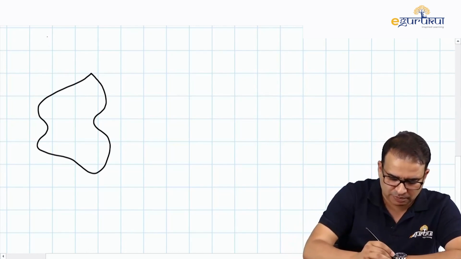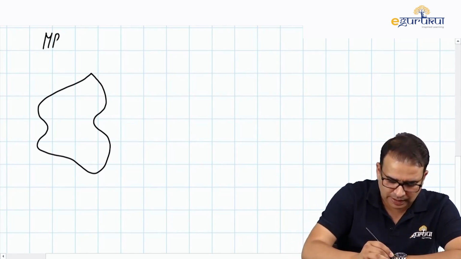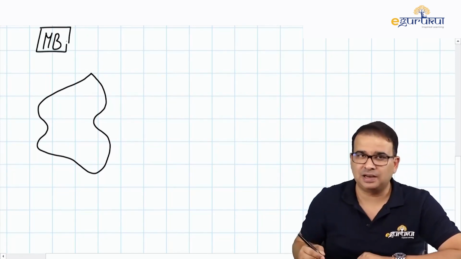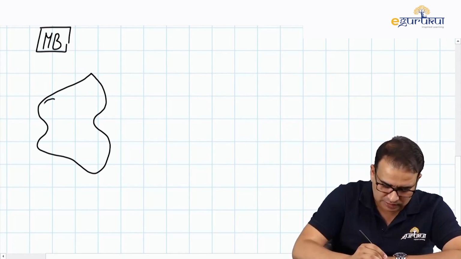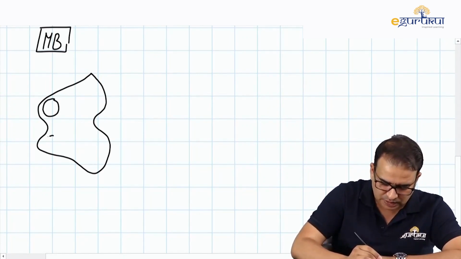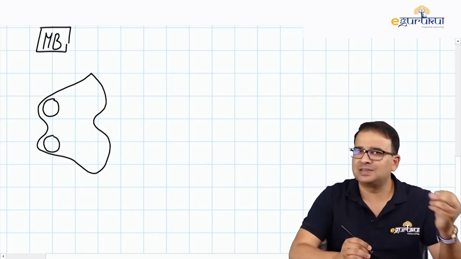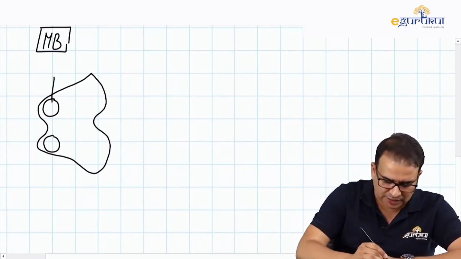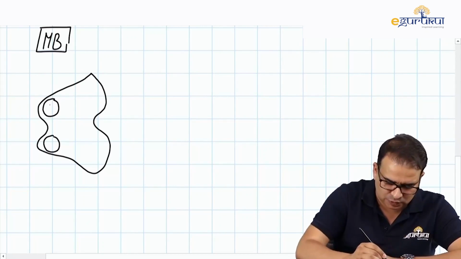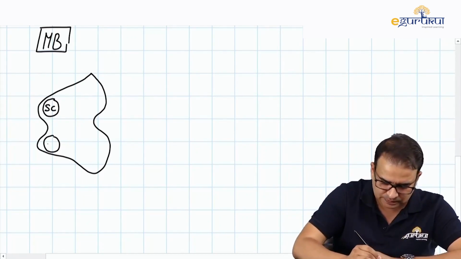Let's say this is a section of the midbrain taken at the level of the superior colliculus. Here are the superior colliculi. These colliculi are the nuclei present in the dorsal part of the brainstem. I'm just writing in short, guys. This is, let's say, SC, that is superior colliculus.